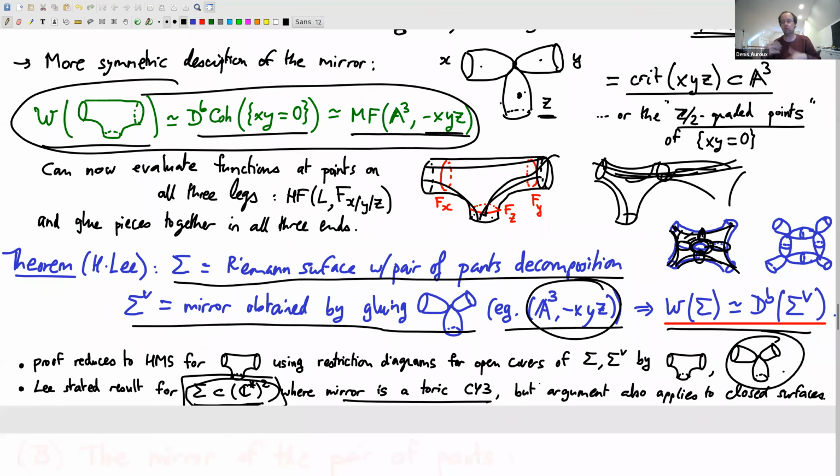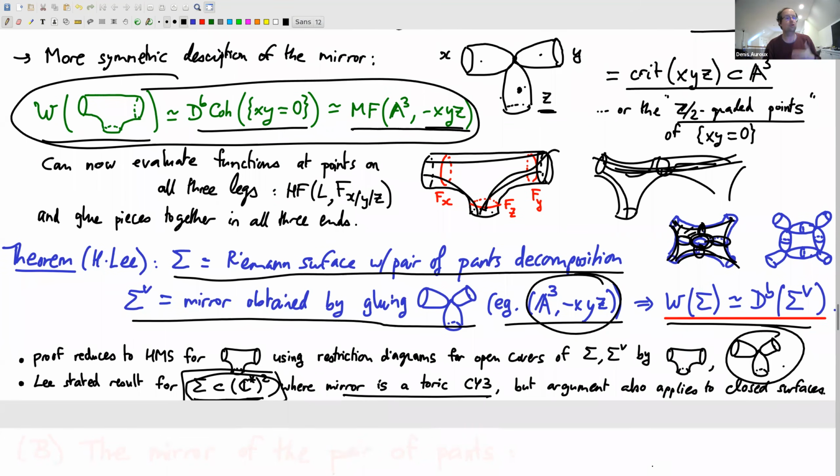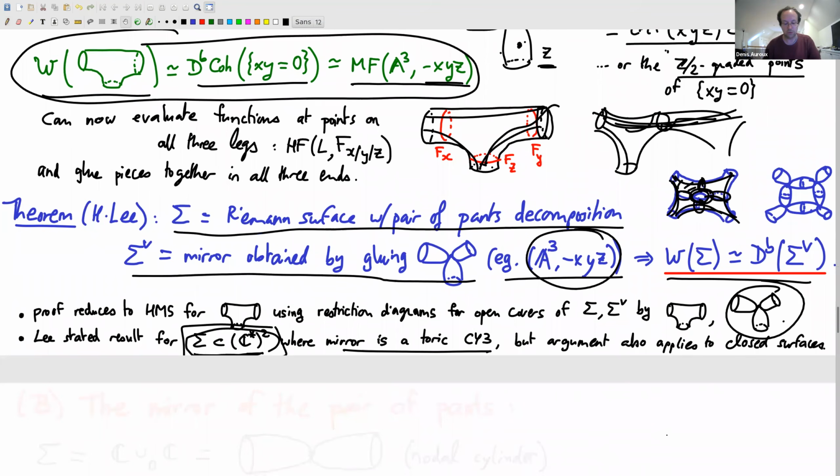But in principle, you could also just state it. You don't actually need to look at the generators because you could just say the category matches the category. You could just look at the local generators. Once you have restriction diagrams for the categories on both sides, that's good enough.